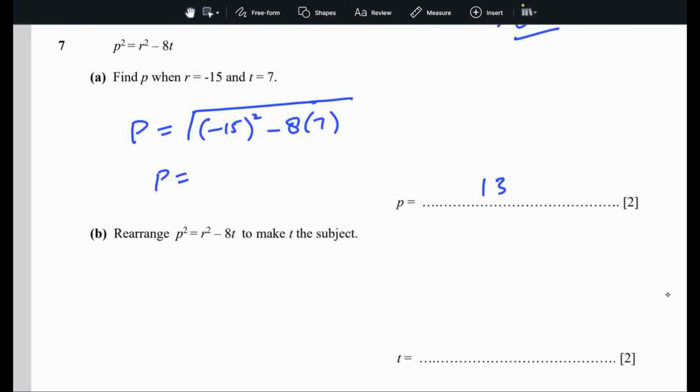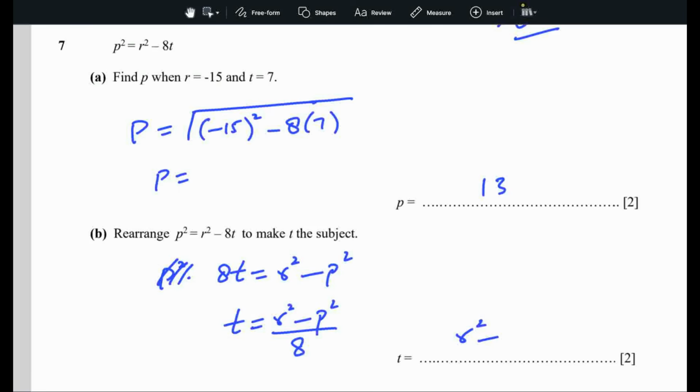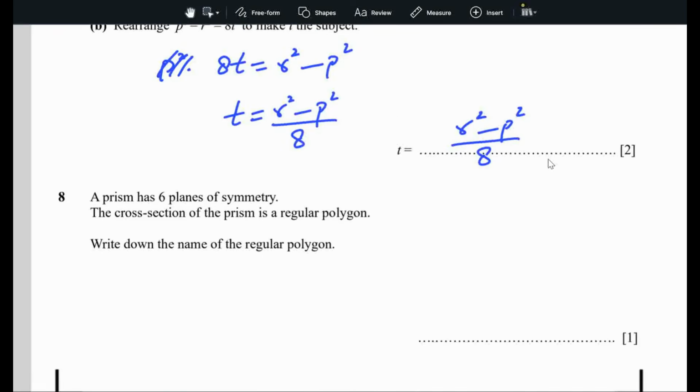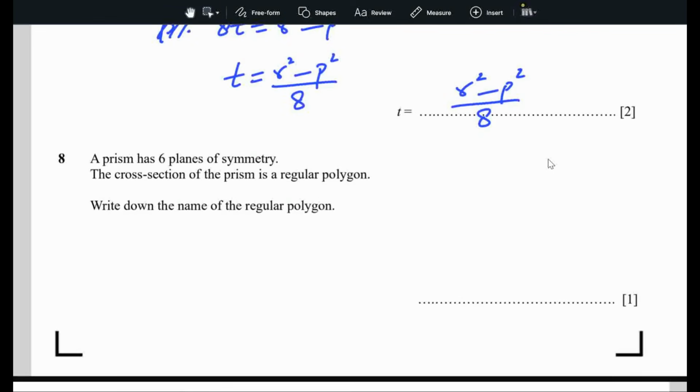Rearrange this to make T the subject. Okay. So this will be P square. So we can rearrange it as 8T is equals to R square minus P square, and then T will be equals to R square minus P square whole divided by 8. So R square minus P square whole divided by 8 will be the final answer. Let's move to question number 8.